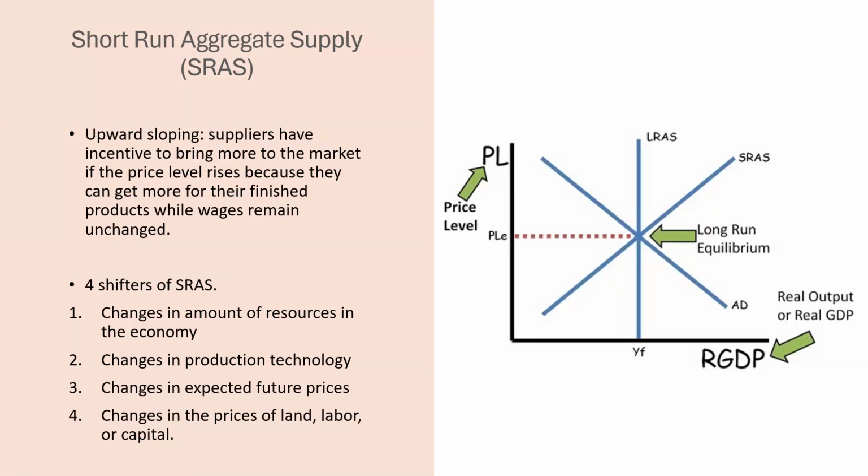Short-run aggregate supply is upward sloping because suppliers have incentive to bring more to the market if the price level rises, because they can get more for the finished products, while wages remain the same, which is unchanged. Short-run aggregate supply has four shifters: a change in the amount of resources in the economy, changes in production technology, changes in expected future prices, and changes in the prices of land, labor, and capital.